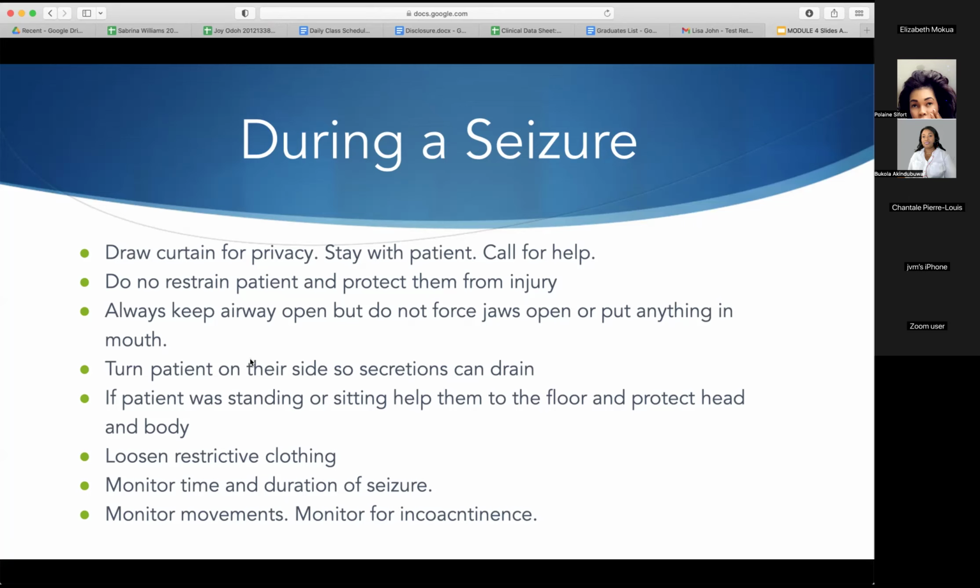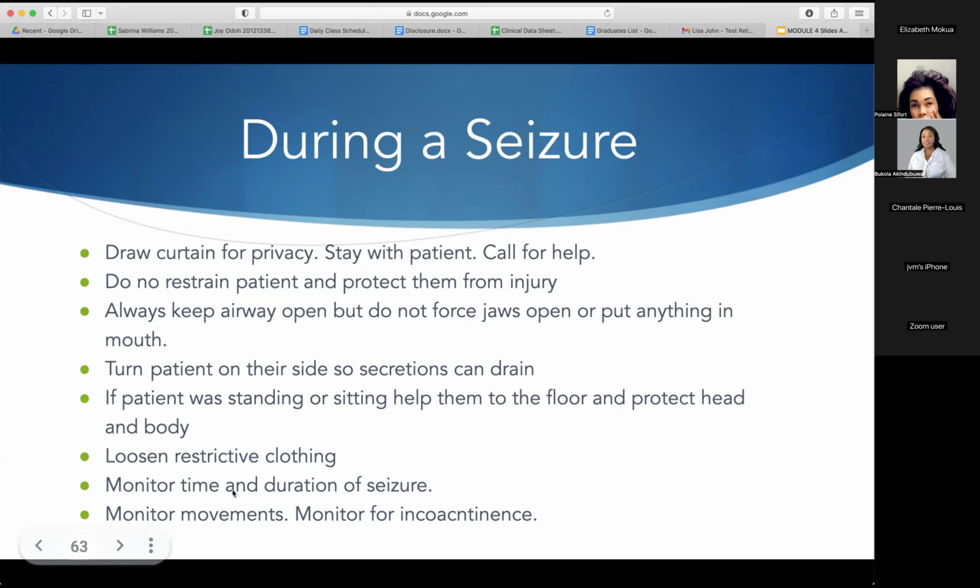You can also turn them on their side if needed so the secretions can drain to the side. If the patient was standing or sitting, you can help them to the floor and protect their head and body, loosen any restrictive clothing, and monitor the time and duration of the seizure.